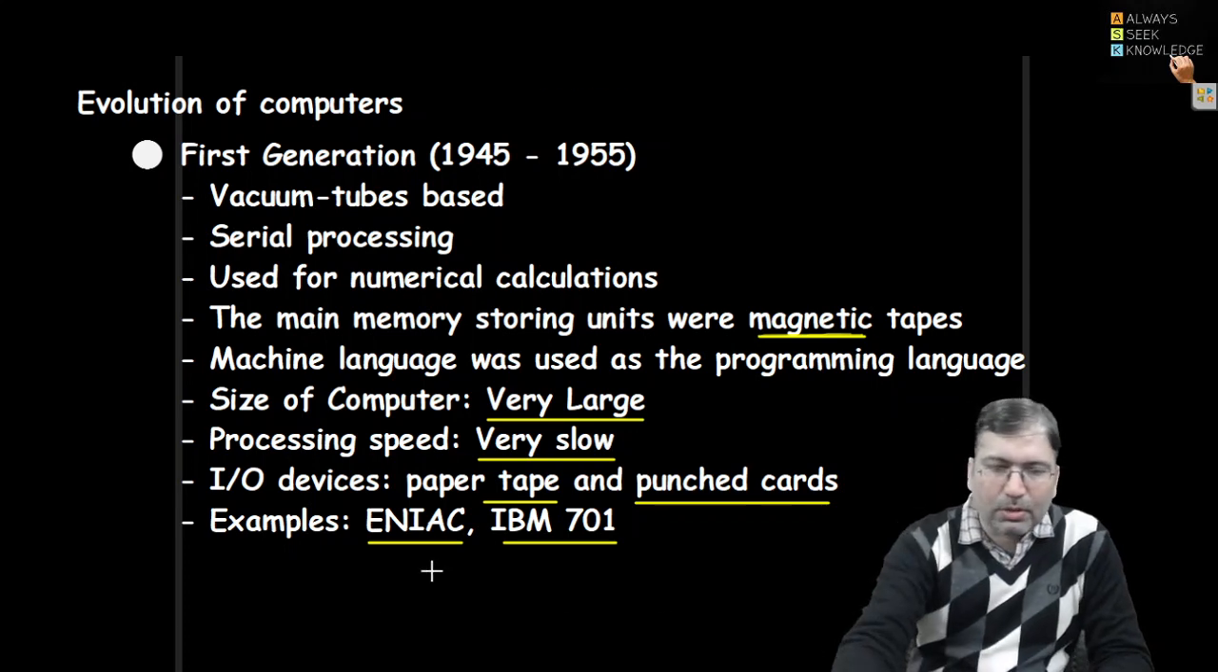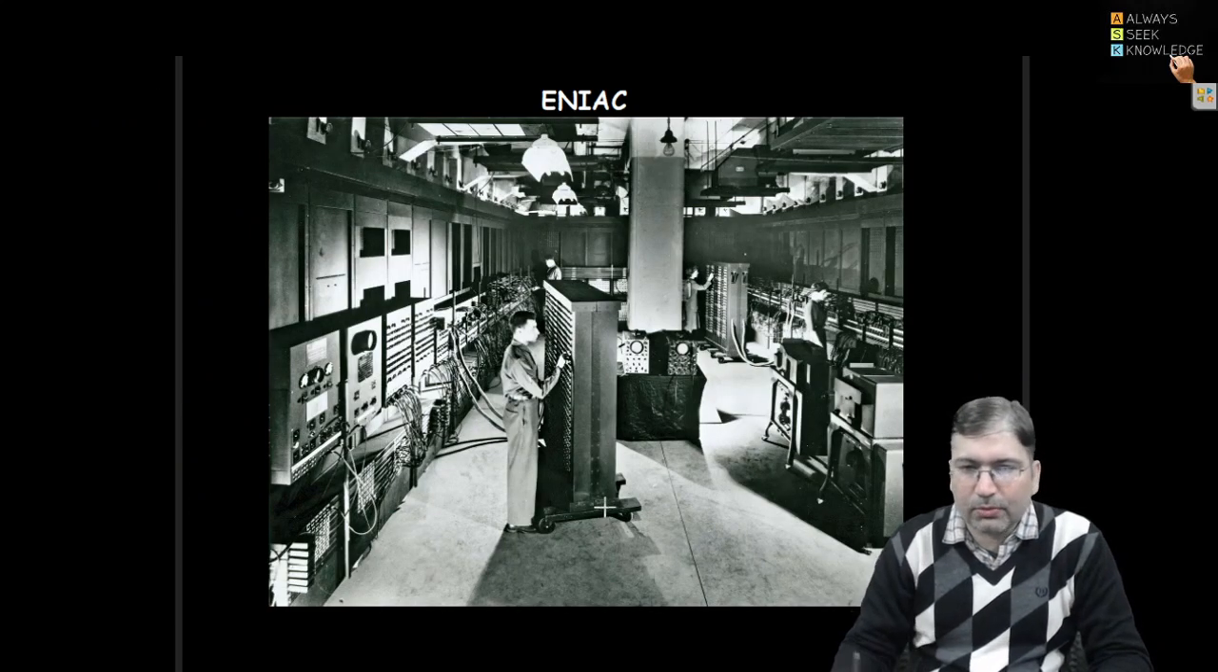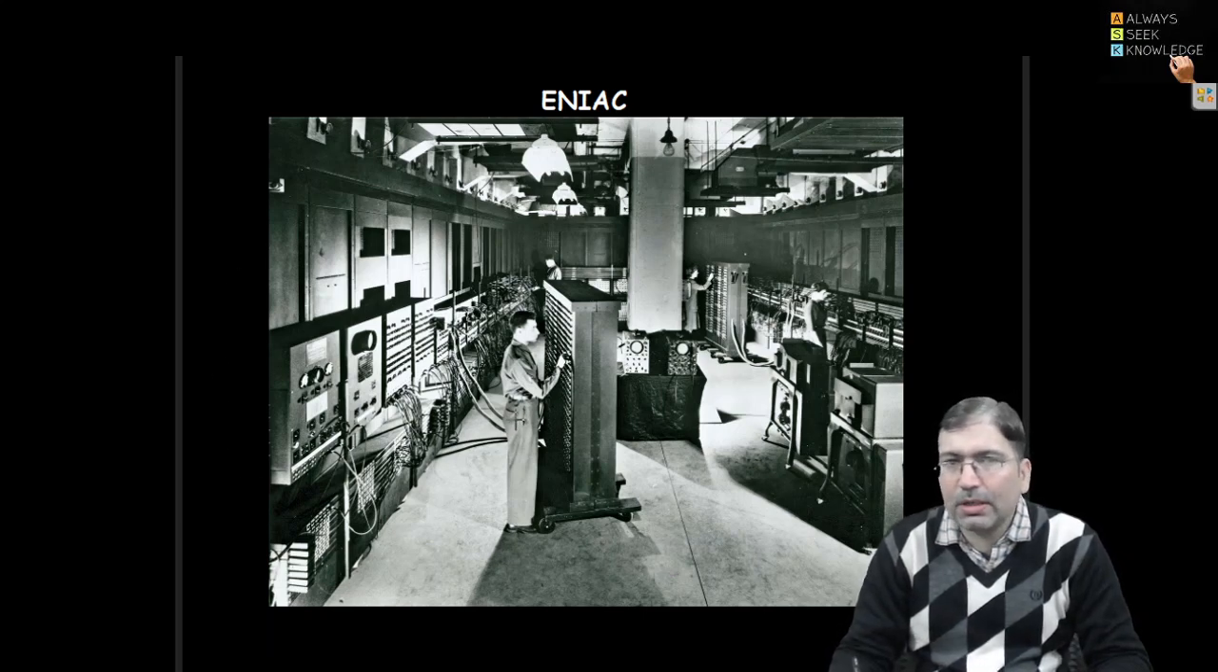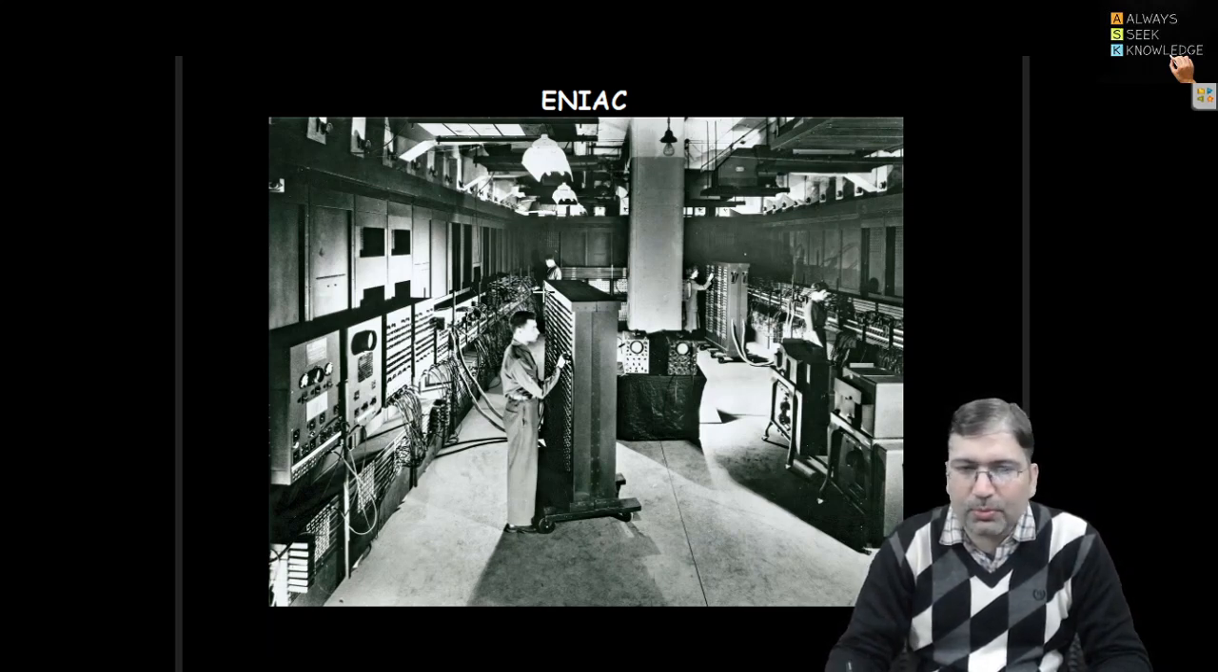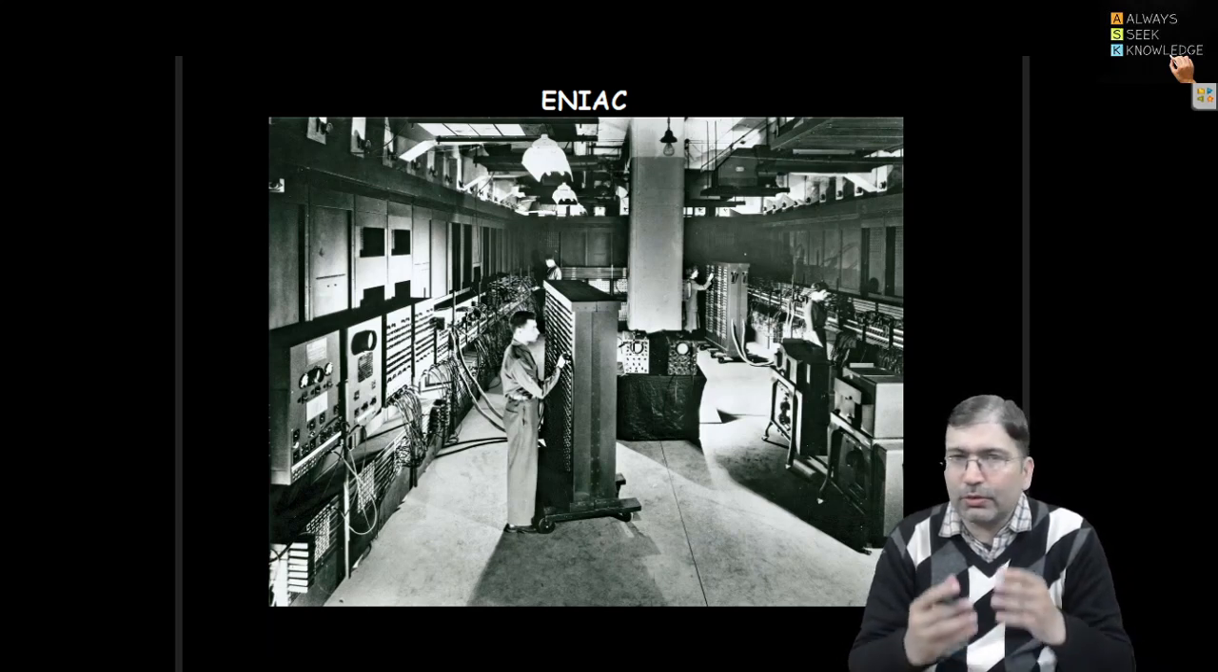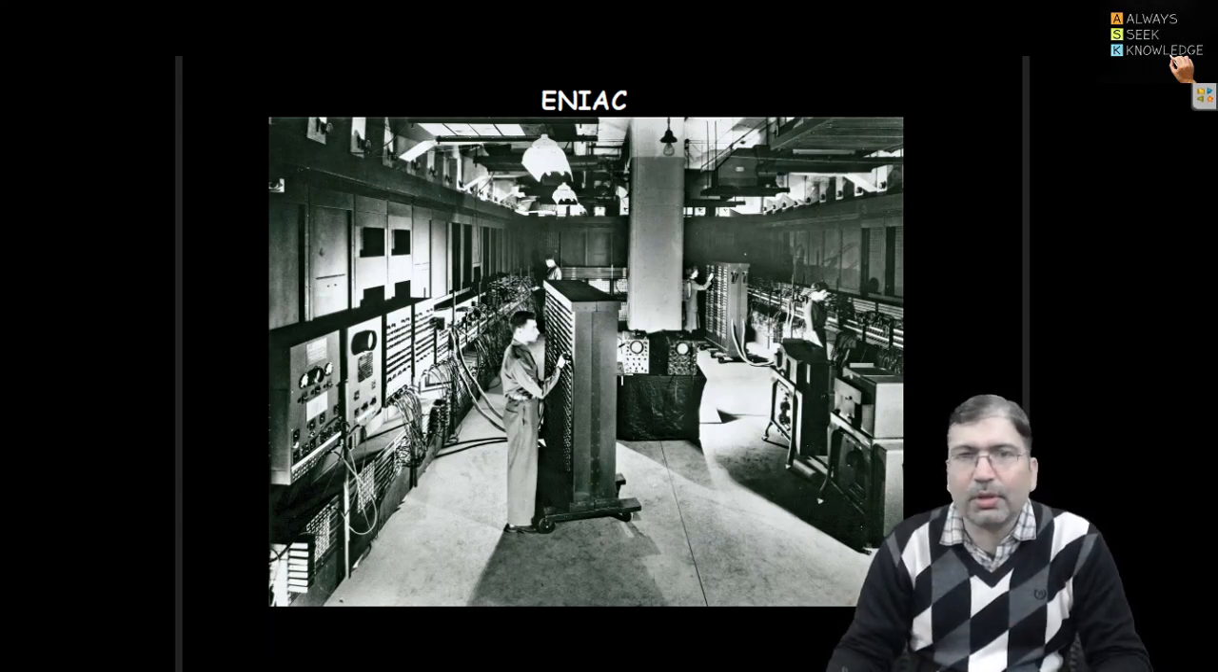So let's have a look at how ENIAC looked. It was a giant room. So this is the computer, and these engineers, or you can say the computer operators, are operating the things. There are different vacuum tubes there. So it was a very giant computer and it was not very easy to handle.